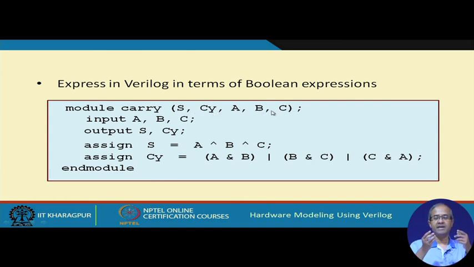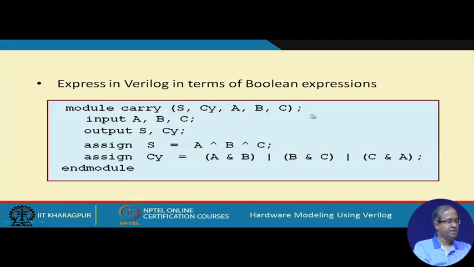The module keyword is followed by the name of the module and the parameters. In terms of the hardware, these are nothing but the input and output ports of that block. For a full adder, the inputs are A, B, C and the outputs are carry out and sum. So, S, C, Y, A, B, C are the 5 parameters. We declare A, B, C as input, and S, C, Y as output, so that the CAD tool will know which are your input signals and which are your output signals.